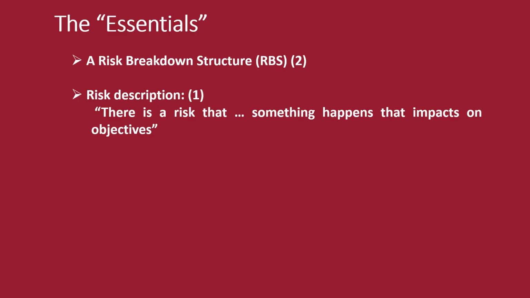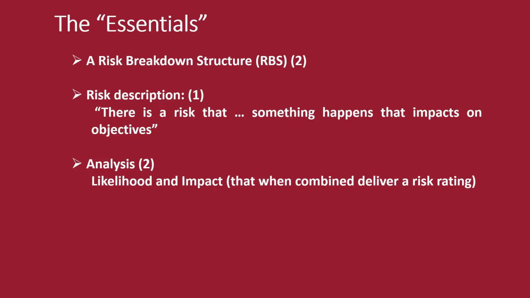The original standalone risk management standard, AS NZS 4360, in 1996 suggested describing a risk using a simple construct. Something happens that will impact on objectives. This simple sentence still works well today. Third is analysis. This enables risks to be prioritised. The likelihood of a risk occurring and impact on objectives if a risk does occur are combined to derive a risk rating. The rating should be an automated process rather than one needing manual input.